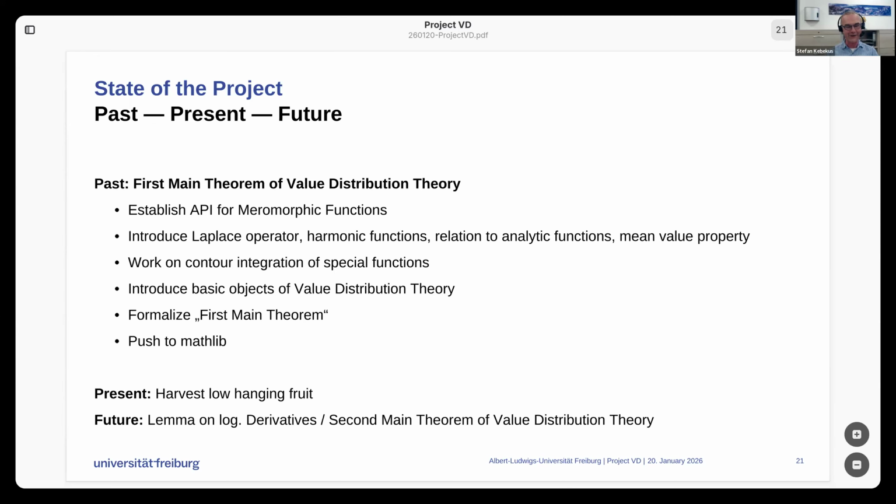Right, then the first main theorem, and finally, which took almost as long as formalizing it, is getting it into Mathlib past the reviewers. And maybe I should take the chance and thank the reviewers at this point for their incredible patience with a bloody beginner who was constantly getting on their nerves.